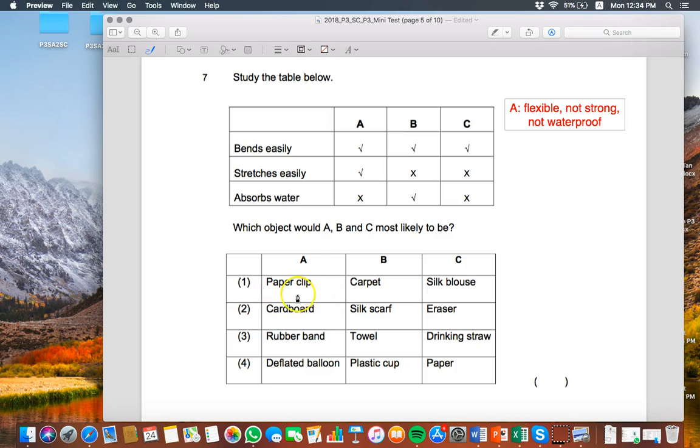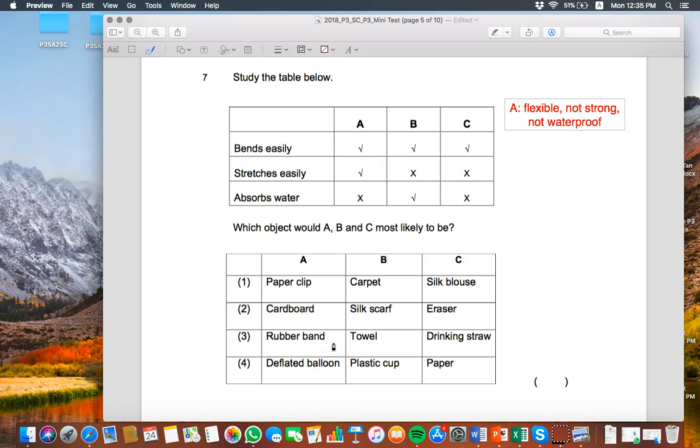Let's look at the next object in material A. Does cardboard bend easily? Yes. Does it stretch easily? No. Does it absorb water? Yes. So it absorbs water easily. So let's move on.